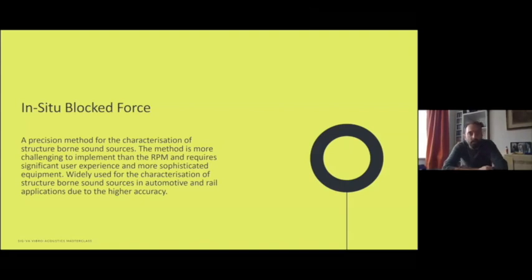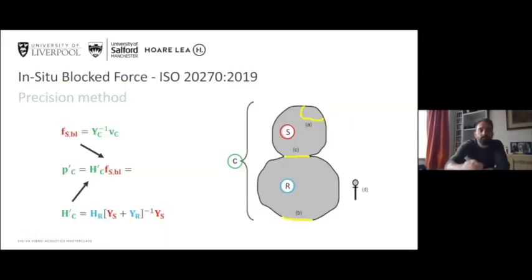So now I'll talk about the in situ block force method, which is what we refer to as a precision method for the characterization of structure-borne sound sources. The method is more challenging to implement than the reception plate method and requires significant user experience and more sophisticated equipment. It's widely used for the characterization of structure-borne sound sources in automotive and rail applications, and this is due to the higher accuracy of the method and the lower uncertainty in the receiver structure.